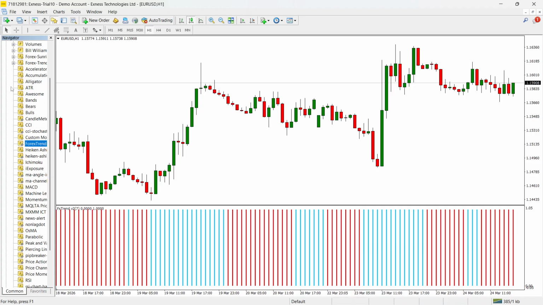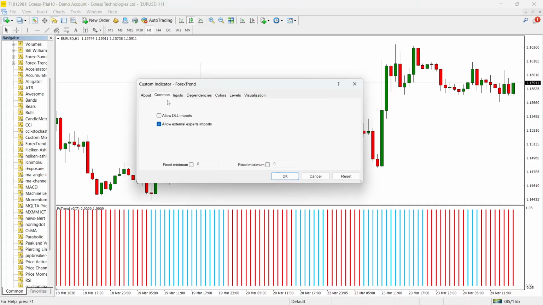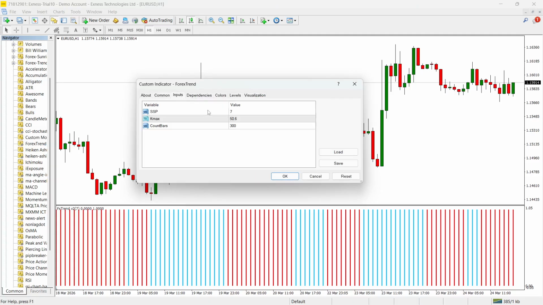As for the indicator settings, let's take a look. The SSP sets the smoothing or look back period the indicator uses when scanning recent highs and lows, affecting how quickly the bars change color versus how smooth the trend display appears.